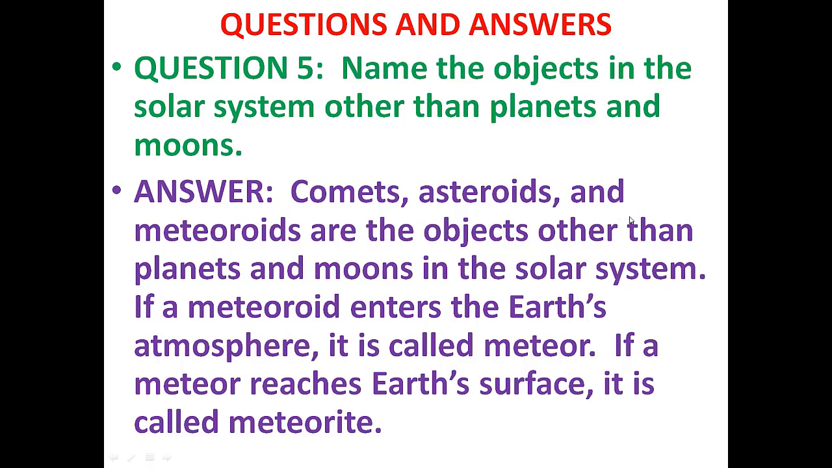Comets, asteroids, and meteoroids are the objects other than planets and moons in the solar system. If a meteoroid enters the Earth's atmosphere, it is called a meteor. If a meteor reaches the Earth's surface, it is called a meteorite. So these are the objects other than planets and moons.